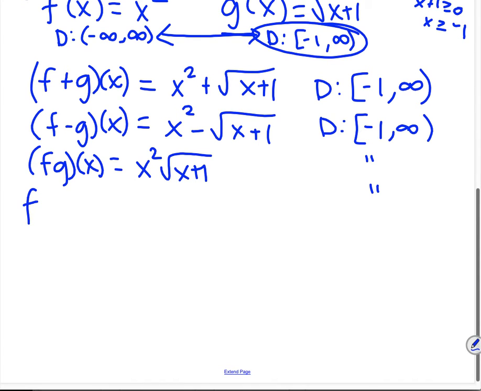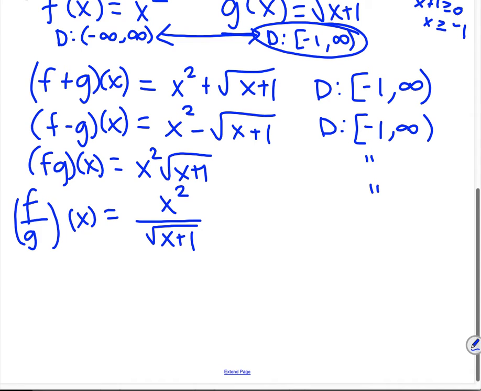And if we did division, f divided by g of x, that one is going to be x squared over the square root of x plus 1, and the domain is going to look the same. You can do any of these operations with any two functions.